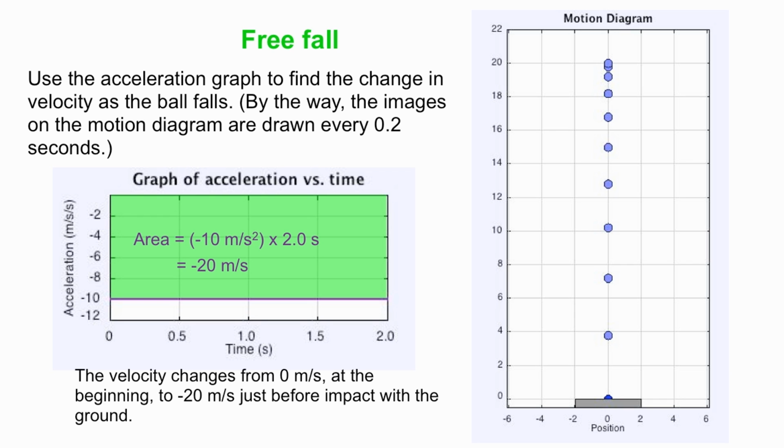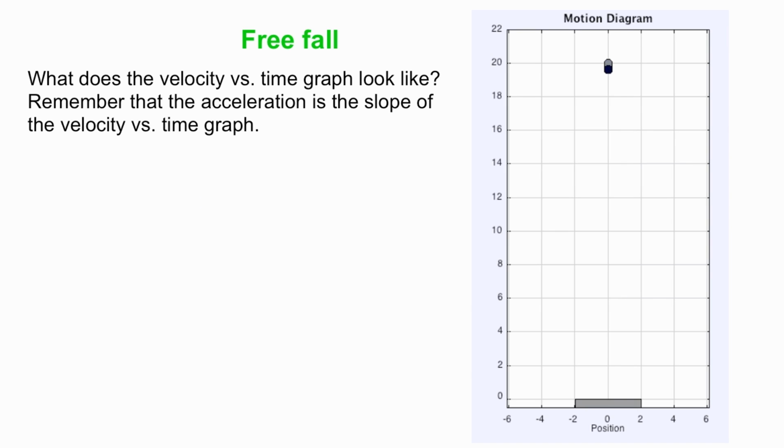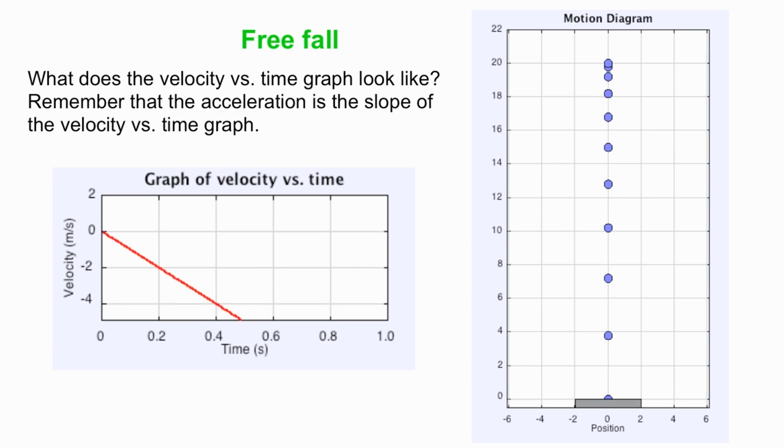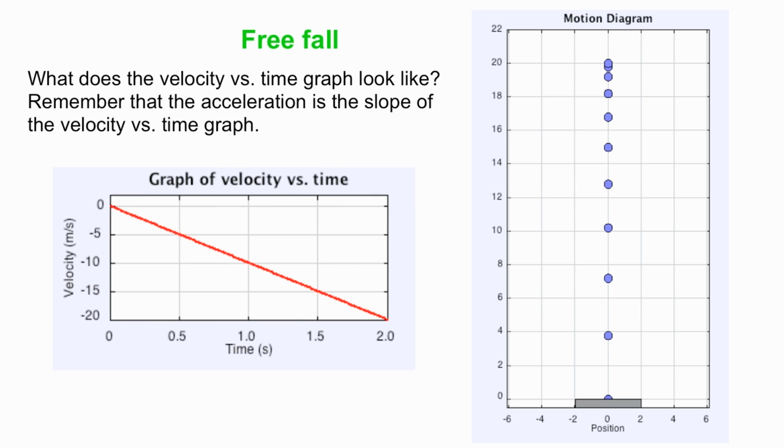What does that mean? That means the velocity changes by minus 20 meters per second. In this case, it started at 0 meters per second, so at the end, it's going negative 20 meters per second. That means 20 meters per second down just before impact. Okay, what about the velocity versus time graph? So here's our same motion diagram, and then we'll draw the velocity versus time graph that goes along with that. And here's our constant slope graph of velocity versus time. Lovely.